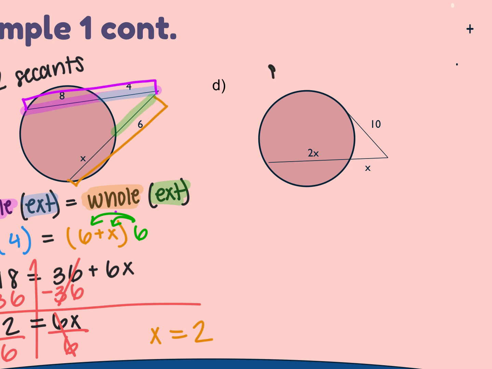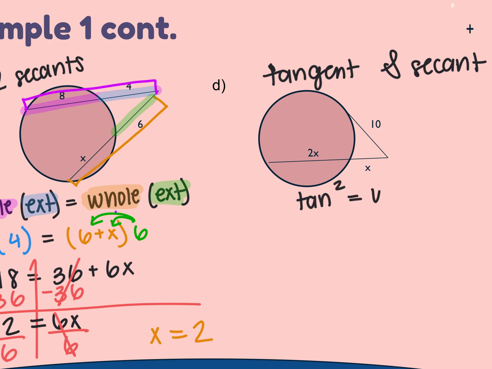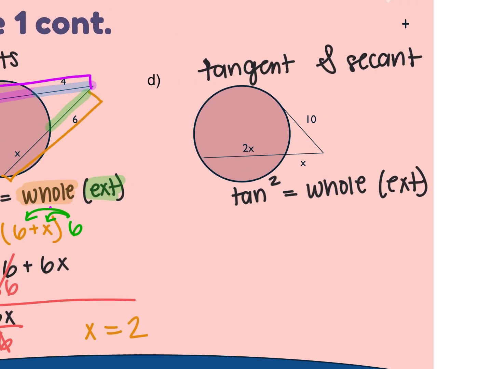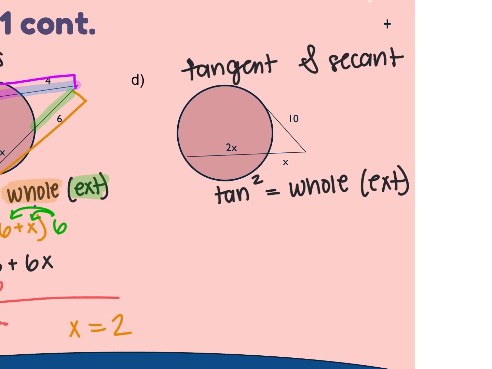All right, looking at D, what two lines do I have? Good, I'm going to write tangent first because that's how we write it. Tangent and secant. So the rule for this is tan squared equals whole times external. So I'm going to go ahead and solve it. Well, I'm going to highlight so you guys can see where I'm getting these from. This is my tangent. And then I have my whole in orange times my external.